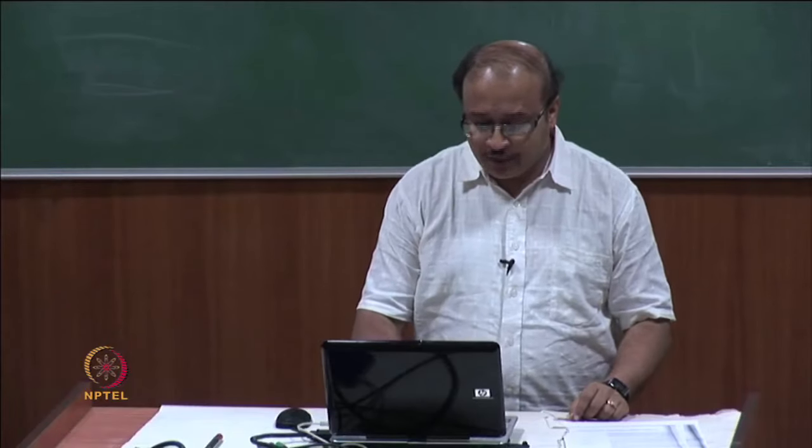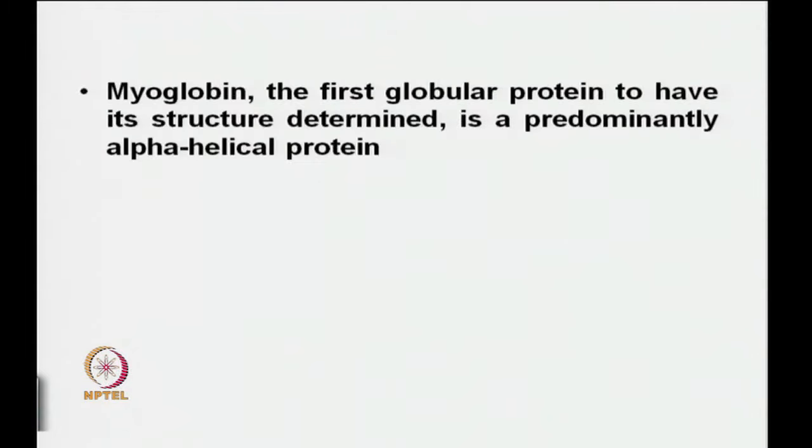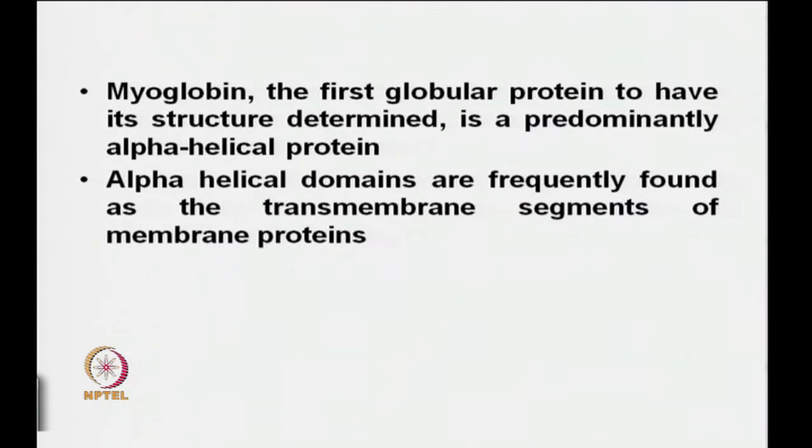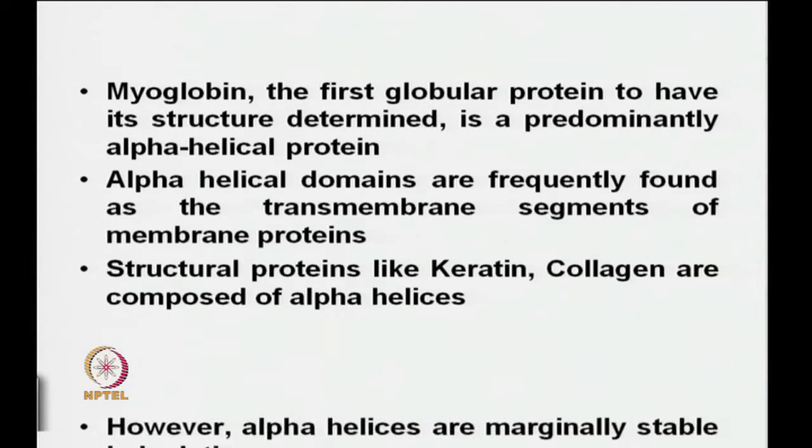Going forward, let us look at the alpha domain structures. Why do we want to look at them? Well, all of you know myoglobin. This is the first globular protein to have its structure determined. It is a predominantly alpha helical protein, hence the importance of alpha helical packing or alpha domain structures. These alpha helical domains are frequently found as the transmembrane segments of membrane proteins. You must have seen this. Then structural proteins like keratin and collagen are composed of alpha helices.